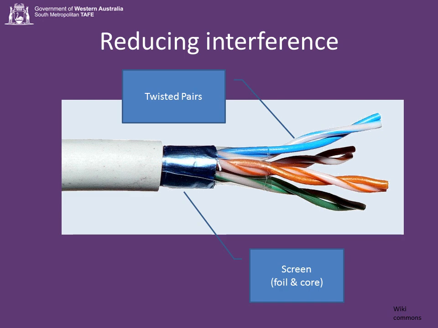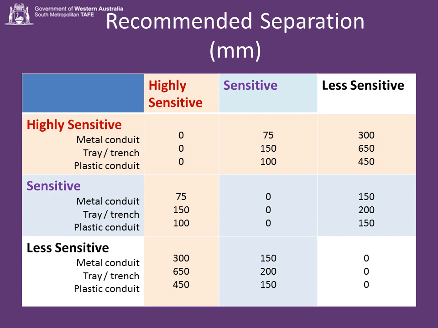So, to reduce interference, we twist the pairs and we screen with foil and a bare core. We also try and keep things separated. If you have sensitive cables, you try and keep them, say, 75 millimeters, 100 millimeters on plastic conduit, away from highly sensitive cables. This table speaks for itself, really. You just go for it. So we try and keep things a little bit separate.